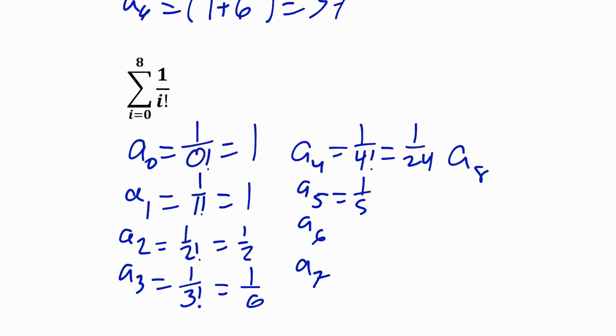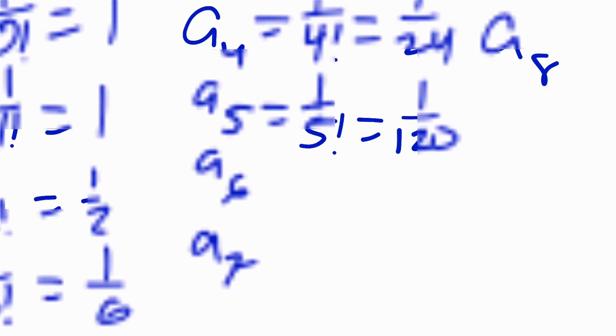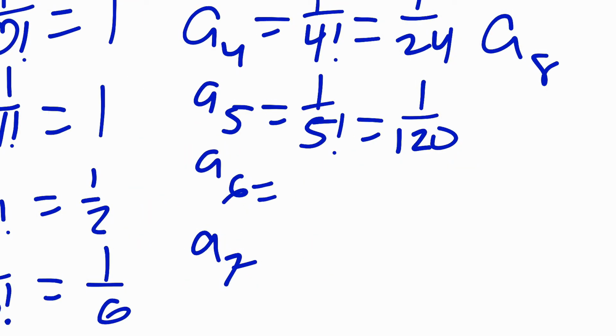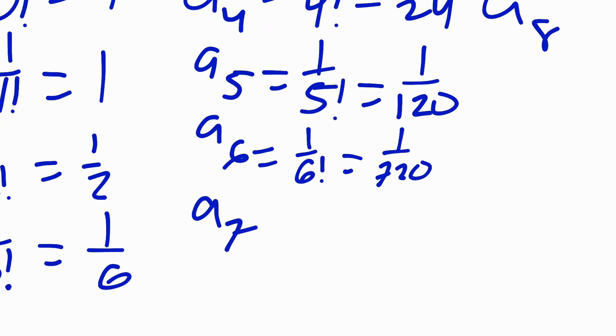A sub 5, we're going to get 1 over 5 factorial, which is 1 over 120. That one you can check in a calculator. Just do 1 times 2 times 3 times 4 times 5. Or if you remember where the factorial button is. If you don't, look it up. So next up, we got 6. We got 1 over 6 factorial. 6 factorial is 720. Oh, not 270, sorry. 720. And 7 factorial, we got 1 over 7 factorial. 7 factorial is 5,040.